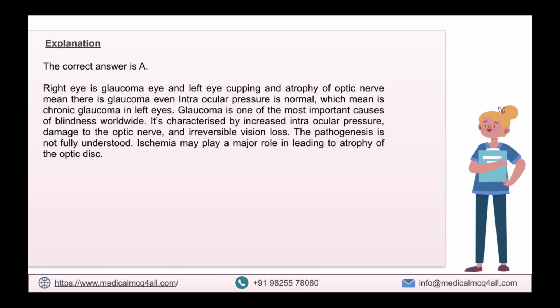Here is the explanation. The correct answer is A. Right eye is glaucoma and left eye cupping, and atrophy of optic nerve, mean there is glaucoma even though intraocular pressure is normal, which means chronic glaucoma in left eye. Glaucoma is one of the most important causes of blindness worldwide. It's characterized by increased intraocular pressure, damage to the optic nerve, and irreversible vision loss. The pathogenesis is not fully understood. Ischemia may play a major role in leading to atrophy of the optic disc.